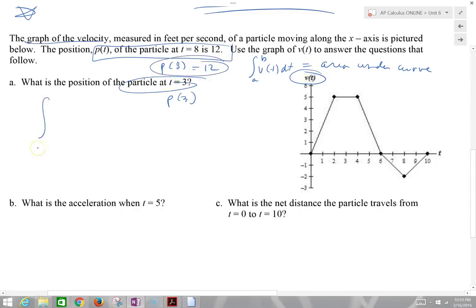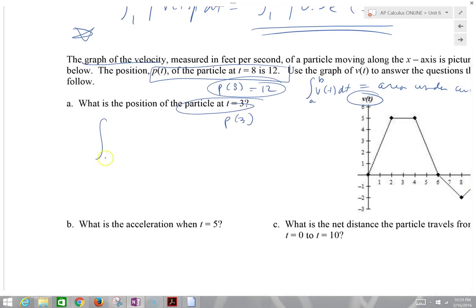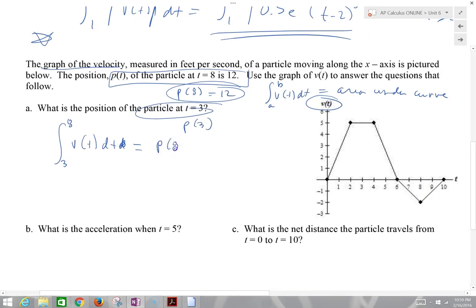So if we were to find the antiderivative of the velocity, from 3 to 8 of v(t) dt, then this is going to be equal to p of 8 minus p of 3, because we're talking about the fundamental theorem of calculus. So the integral part, that is the area under the curve from 3 to 8. So we have this positive area, and then we have this negative area, and that is equal to the integral from 3 to 8 of the velocity.